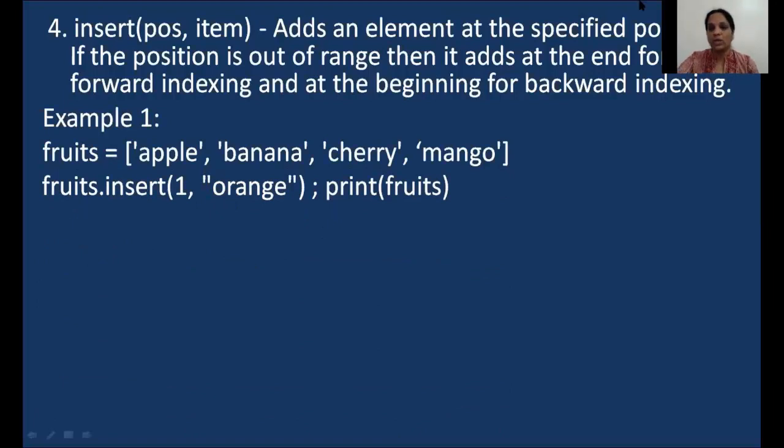Now let me just annotate on this and show you the index numbers here. This is at 0, this is at 1, this is at 2, and this is at 3. Where do you want to insert orange? At index number 1, which means orange has to come here. If orange has to come here, banana, cherry, mango all have to shift one position to the right. Okay. And I have apple, orange, banana, cherry, mango.